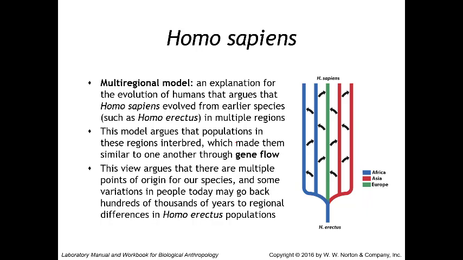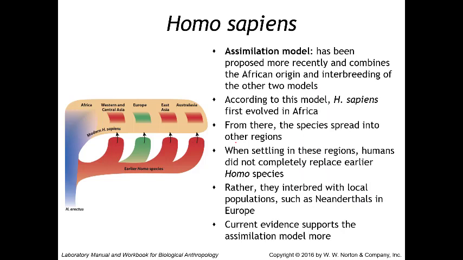So we've covered the replacement model, and we've covered the multi-regional model. Now we have the assimilation model. The assimilation model has been proposed more recently, right? This is one that is growing more support as an explanation for human origins. It combines the African origin and the interbreeding of the two other models, the out of Africa and the multi-regional theory.